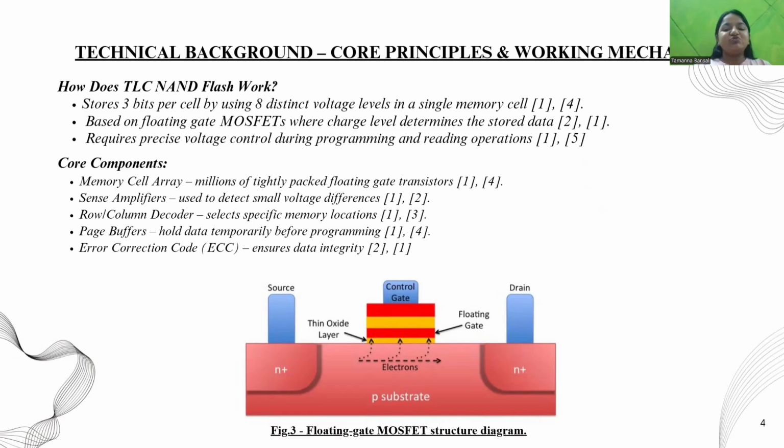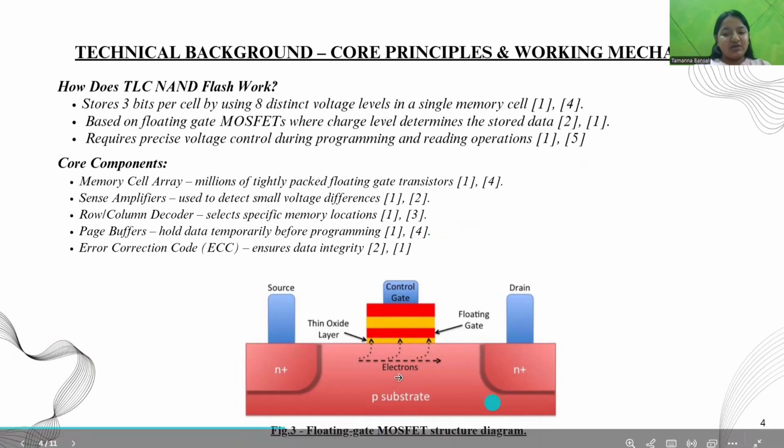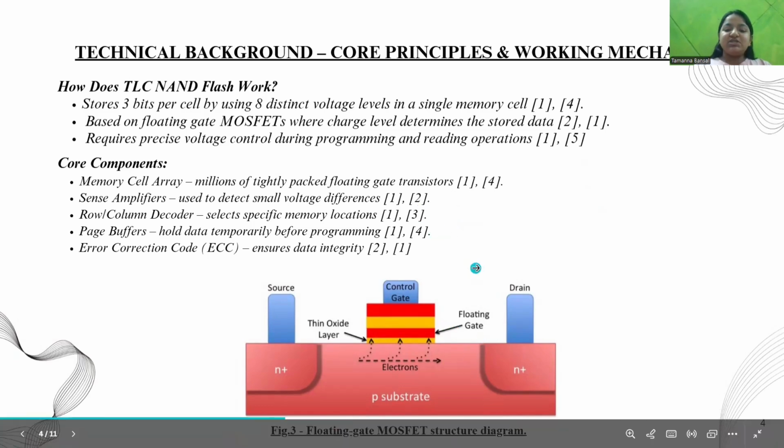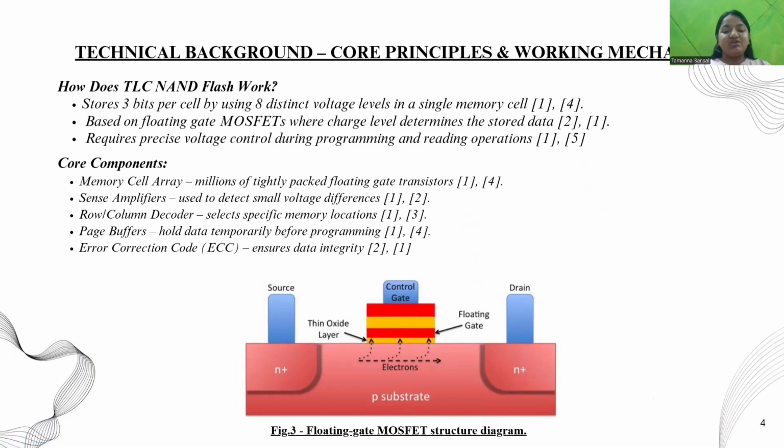TLC NAND flash is built using floating gate MOSFETs. Each cell stores data based on how much charge is trapped inside the floating gate. Since TLC stores 3 bits per cell, it requires 8 different threshold voltage levels, as we have seen earlier. Because these voltage levels are very close to each other, precise programming and reading are necessary.